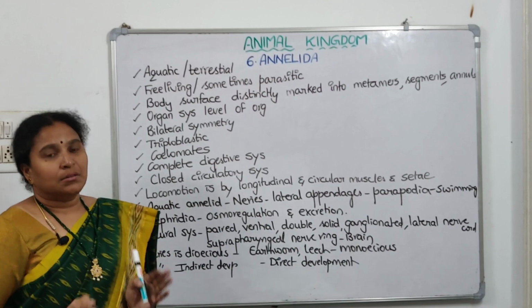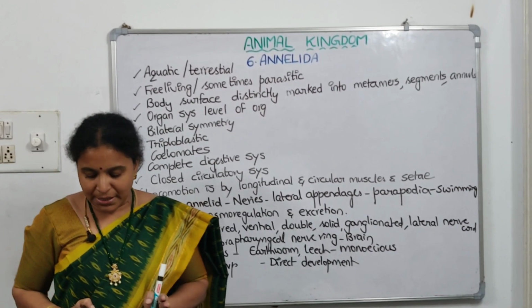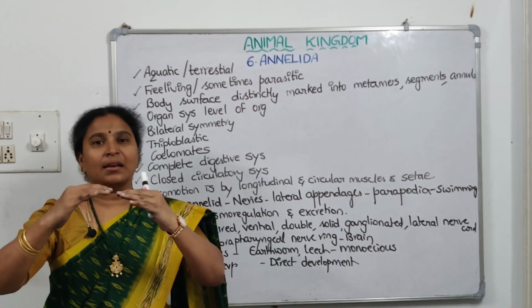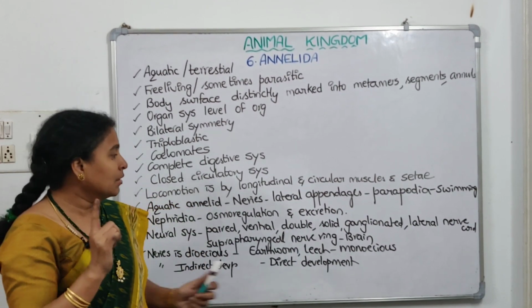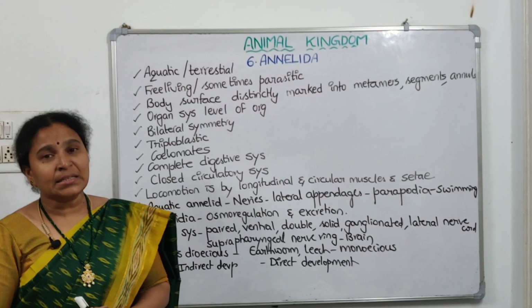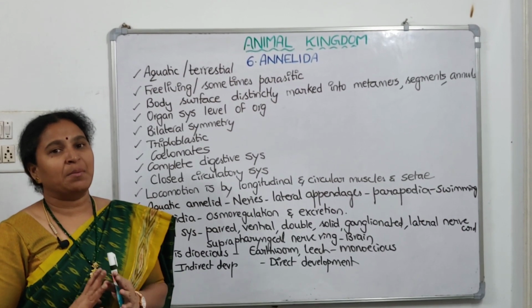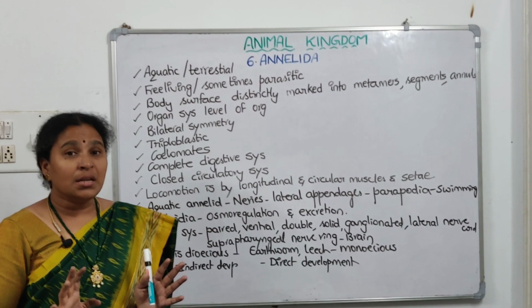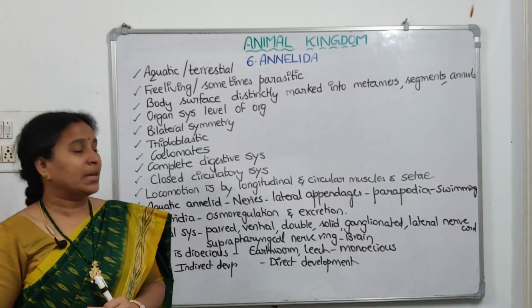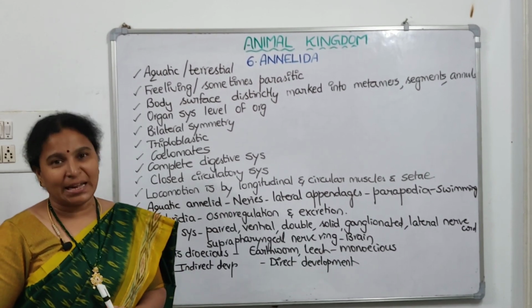Now the two nerve cords, right, they come like this and they circle around the pharynx to form suprapharyngeal nerve ring, which represents the brain here. And Nereis is dioecious, means male and female are separate, whereas earthworm and leech are monoecious only. Nereis shows indirect development, whereas earthworm and leech show direct development.